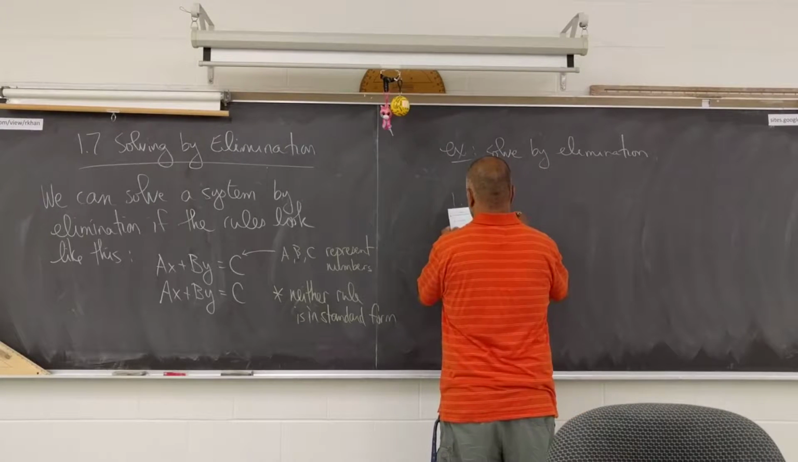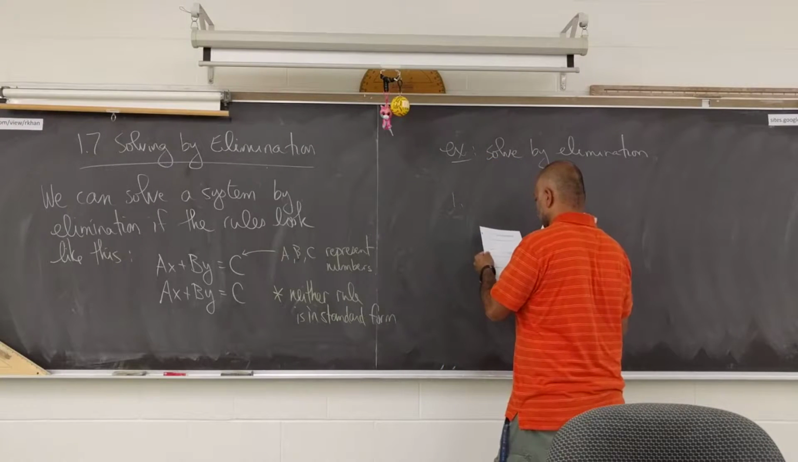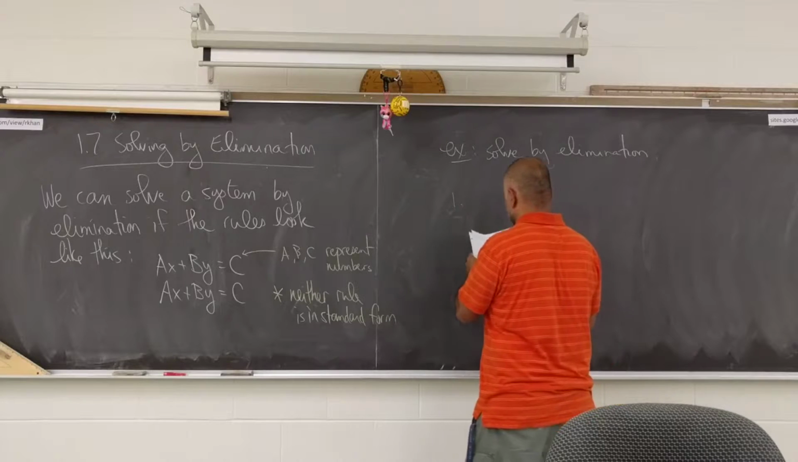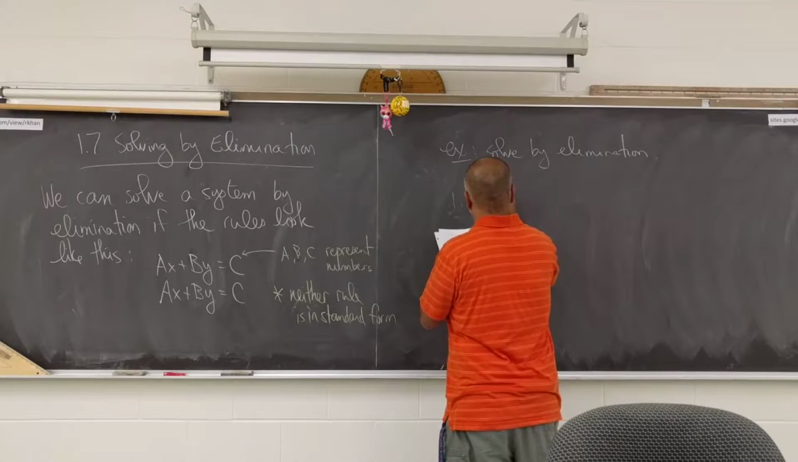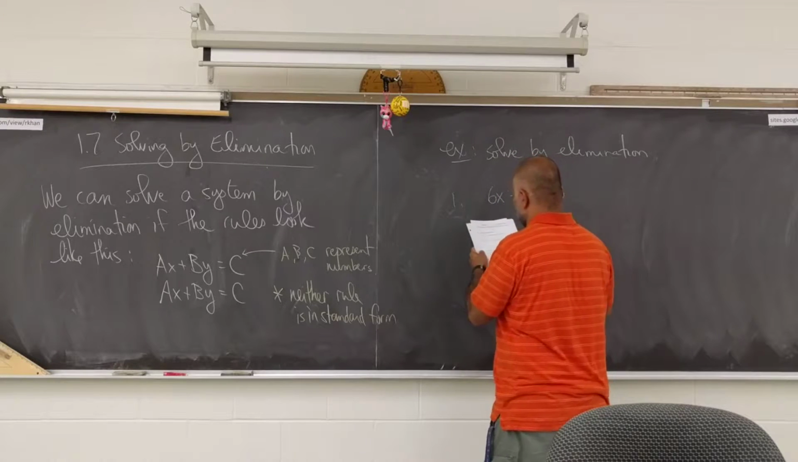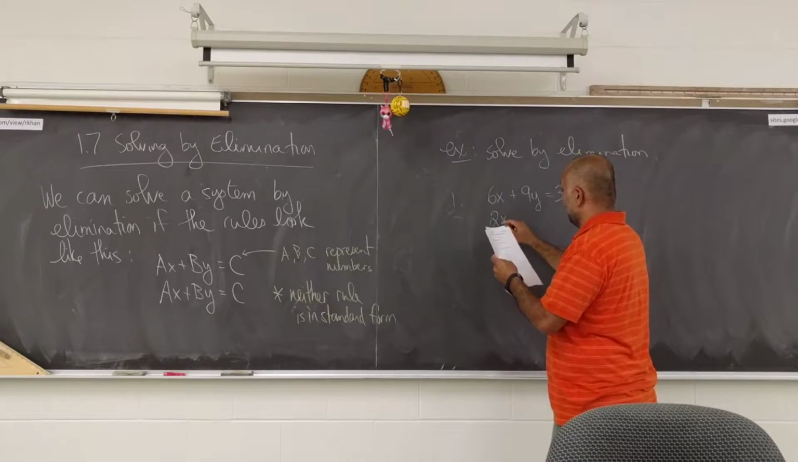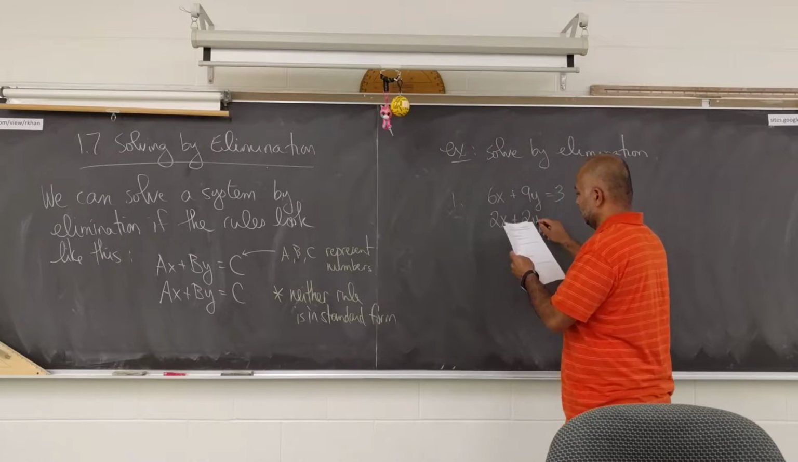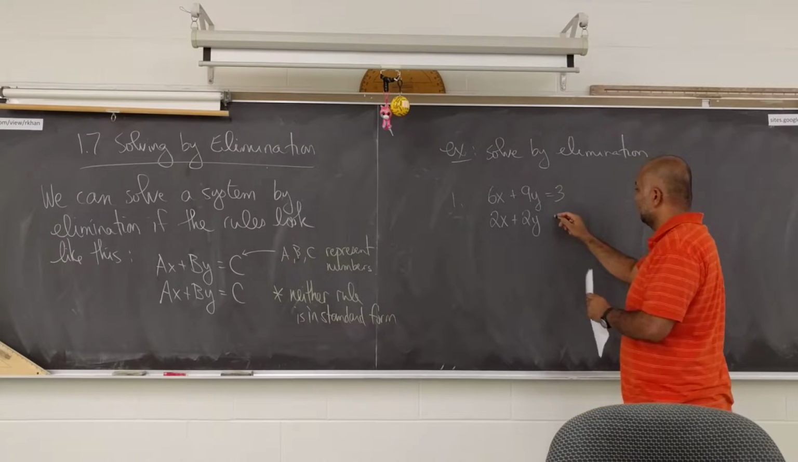Let's do 6x plus 9y is equal to 3, and 2x plus 2y is equal to 9.